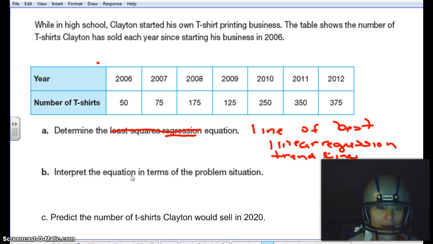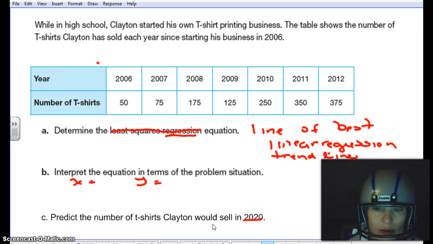So we're going to do that. We're going to interpret the situation in terms of the problem. So this just means we want to say what the x equals and what the y equals. And then we want to predict the number of t-shirts Clayton can sell in 2013.